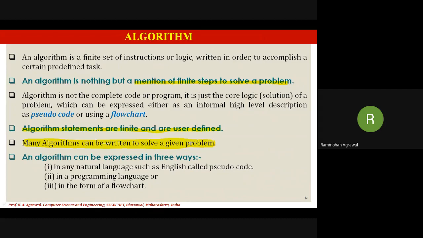Algorithm can be expressed in three ways: in any natural language such as English, whichever language is easily accessible to the user, in that language the algorithm can be written. Definitely the language comfortable for us is English. So we can write all these steps in English, in a programming language, or in the form of a flowchart.